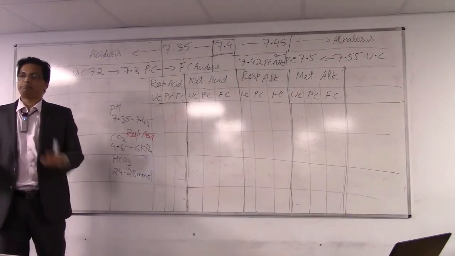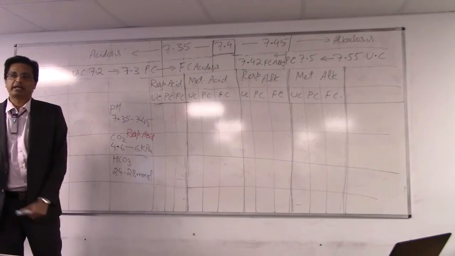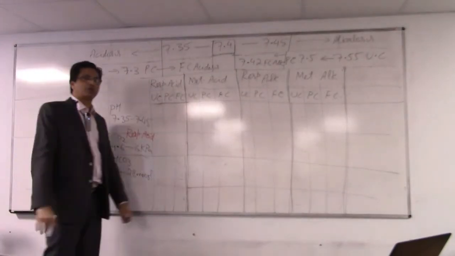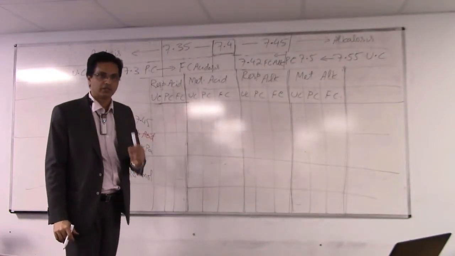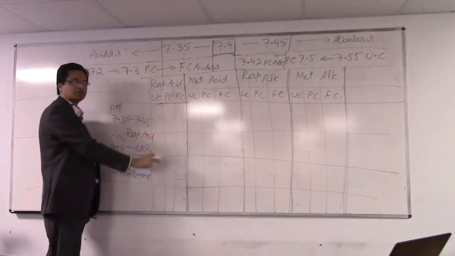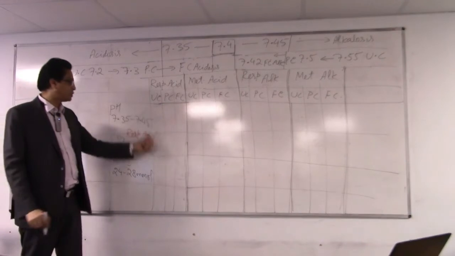So now, what is the primary pathology in respiratory acidosis? Increased carbon dioxide. All of you understood? The primary pathology in respiratory acidosis is high carbon dioxide. Now, I want you to put arrows in the respiratory acidosis box, in the uncompensated box.